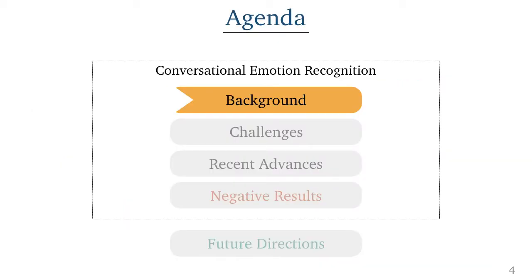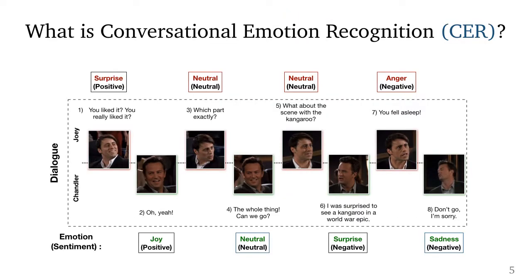Okay, so first, let's study the background. So what is conversational emotion recognition? There is a conversation going on here, and if you see, in this dialogue there is a sentiment or emotion label for each utterance. So now the task is to detect the sentiment or emotion associated with each utterance in a dialogue or in a conversation. This is a dialogue, the simplest form of conversation, with two speakers. This is true for multi-party cases also. You label every utterance with an emotion or sentiment label.